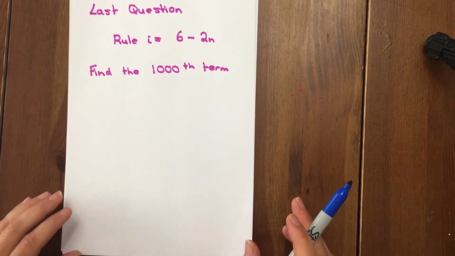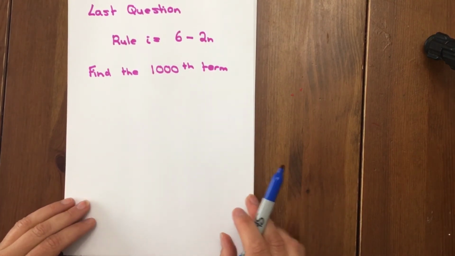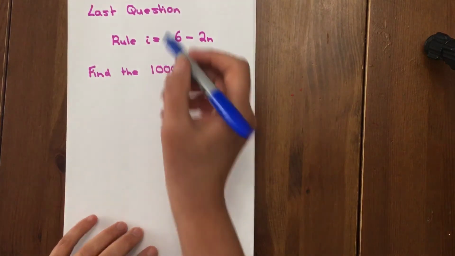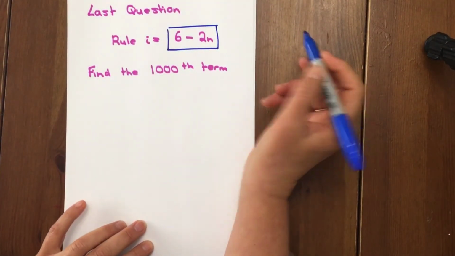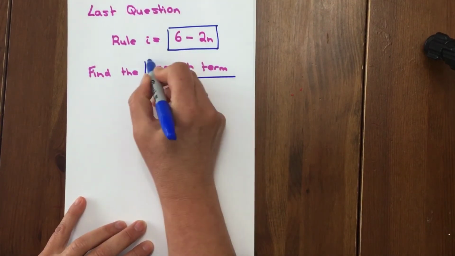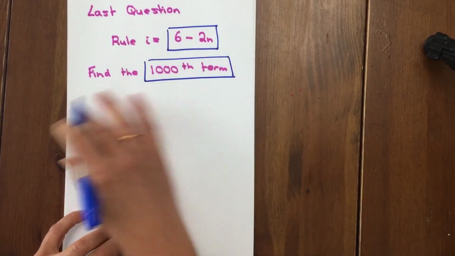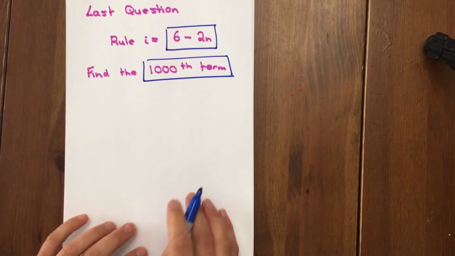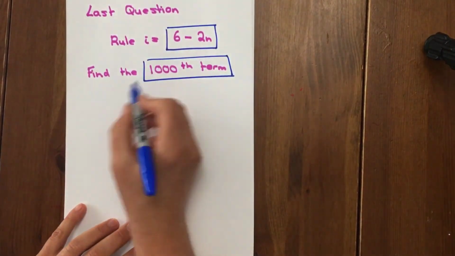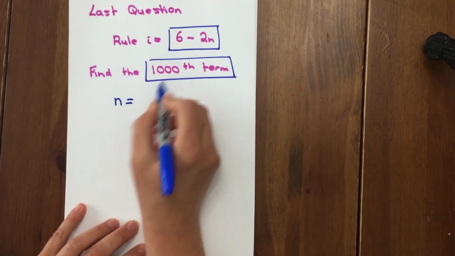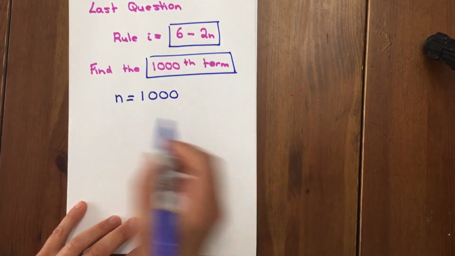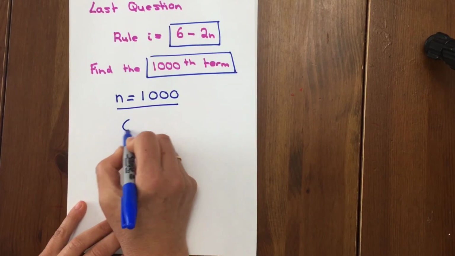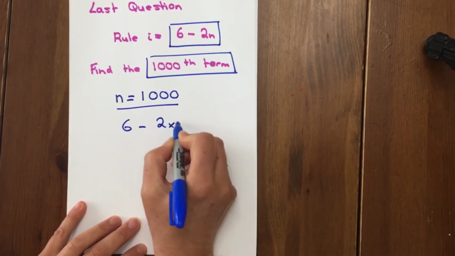Right, last question before I set you your work for today. This is the rule, 6 take away 2n. And I want you to find the 1000th term. So I'm not asking you to find all the terms, just the 1000th term. So what's my value of n? Well, my value of n would be 1000. So we're going to put this into the rule that I've been given.